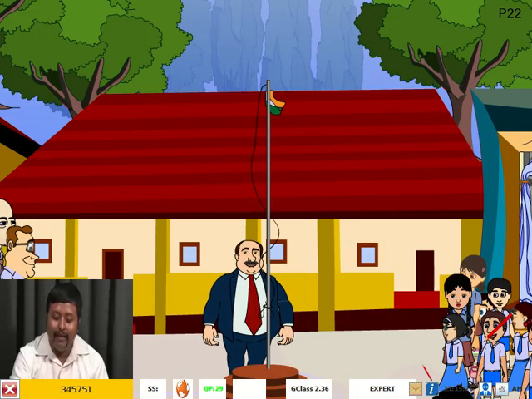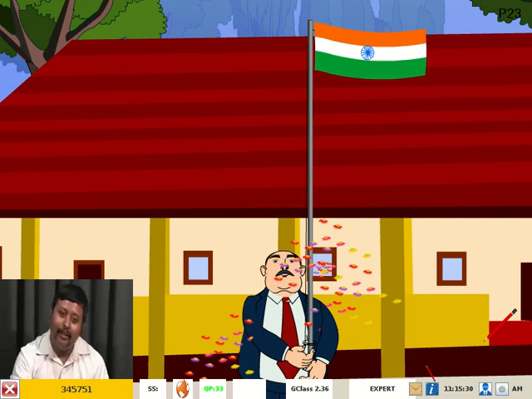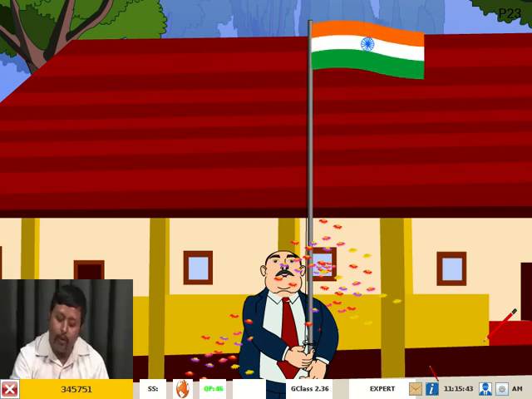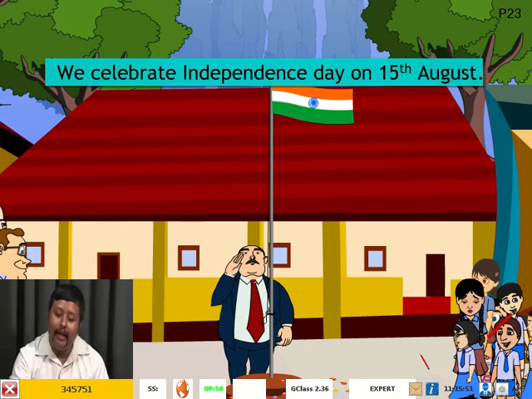Then what is happening here? Somebody is hoisting the national flag. So when do we do that? We do that on 15th of August and 26th of January. We celebrate Independence Day on 15th August. So can we do that on 15th of March? Never, right? We celebrate Independence Day on 15th August. That is a permanent thing. So, when we talk about a permanent thing, the tense used is present tense.